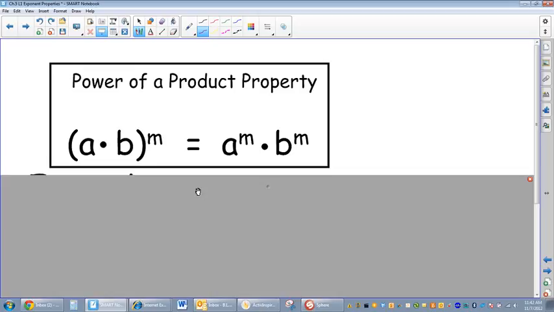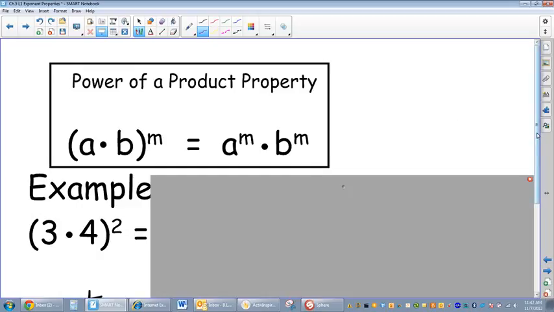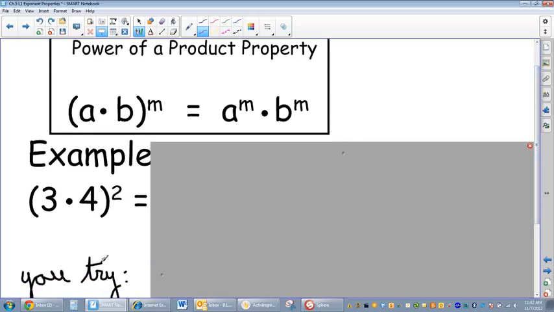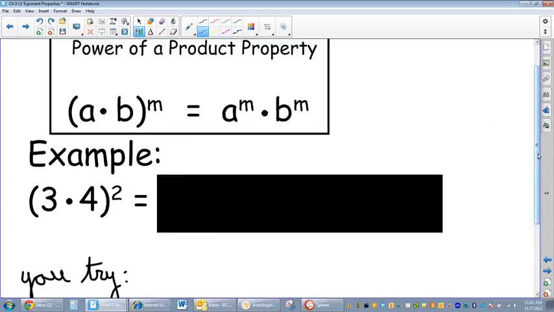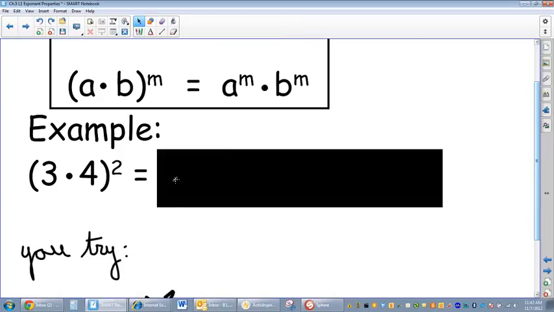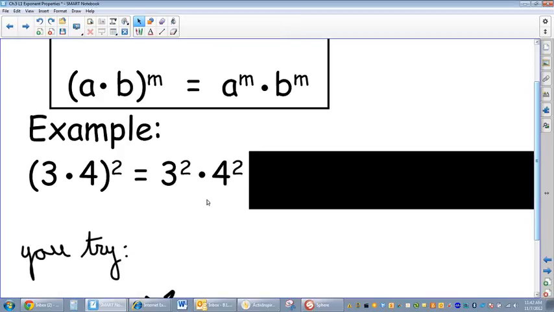This says if you have some product, like 3 times 4, and that entire quantity is squared, what we do is we distribute the exponent to everything inside the quantity. So this does not work with addition. This works with multiplication. So not addition, but it works with multiplication.